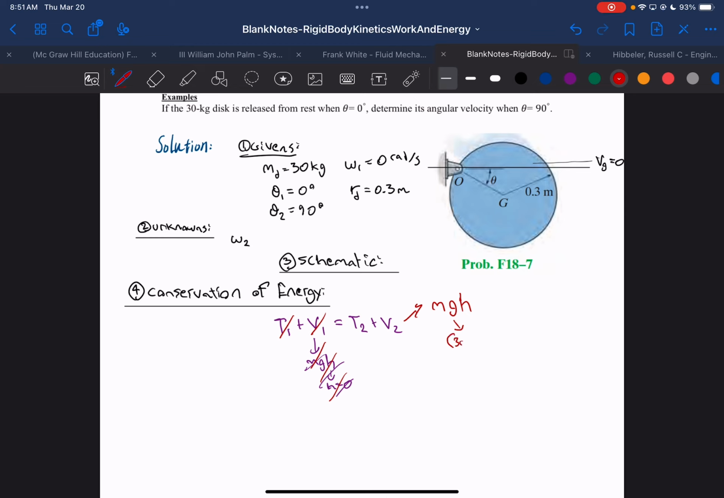So if I'm going to plug in my values, I'm going to say that my mass is 30 kilograms. My gravitational constant is 9.81 meters per second squared, right? And then my h, as this survey here said, is negative my radius, right? So negative 0.3 meters. We can calculate that in a second.